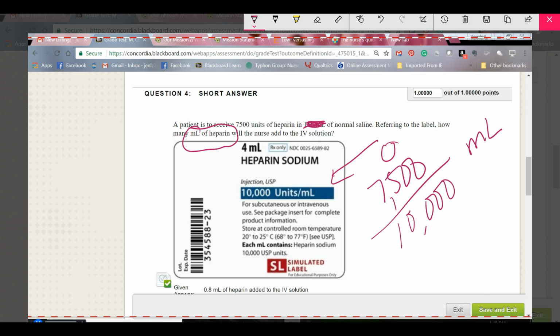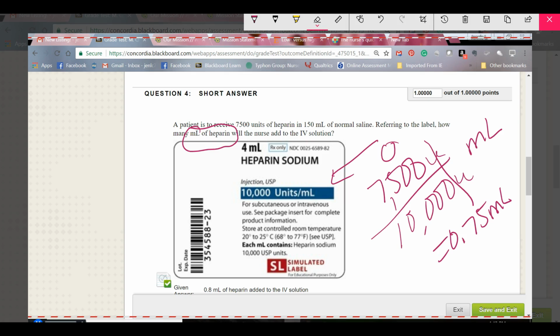So we need to find out how many mLs. If we do units, we can cancel those out. And all you have to do is divide 7,500 divided by 10,000. That equals 0.75. So that's how many mLs you're going to add to the IV solution of 150 mLs.